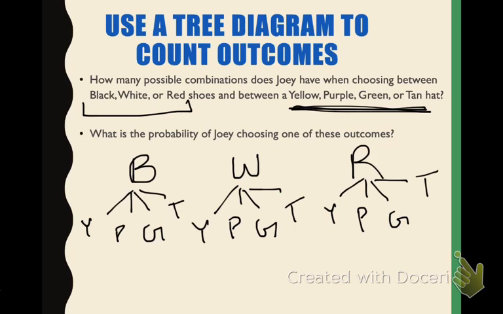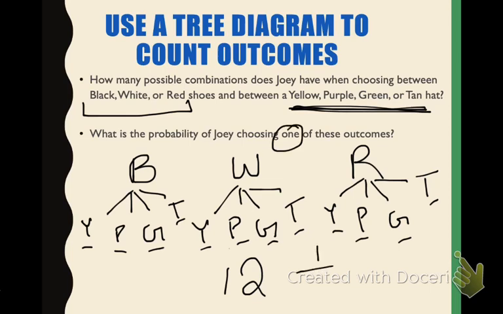All right, so that means if I count up all the ends here, 1, 2, 3, 4, 5, 6, 7, 8, 9, 10, 11, 12. Joey has 12 options, okay? And the probability of him choosing one of these outcomes is choosing 1 out of 12. So I'm going to write that as a fraction, and then you should have your calculators open so that we can also use this to write percentages.